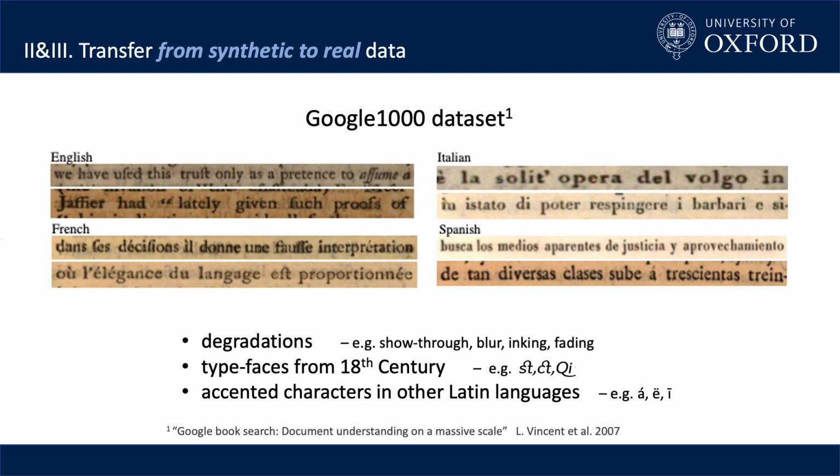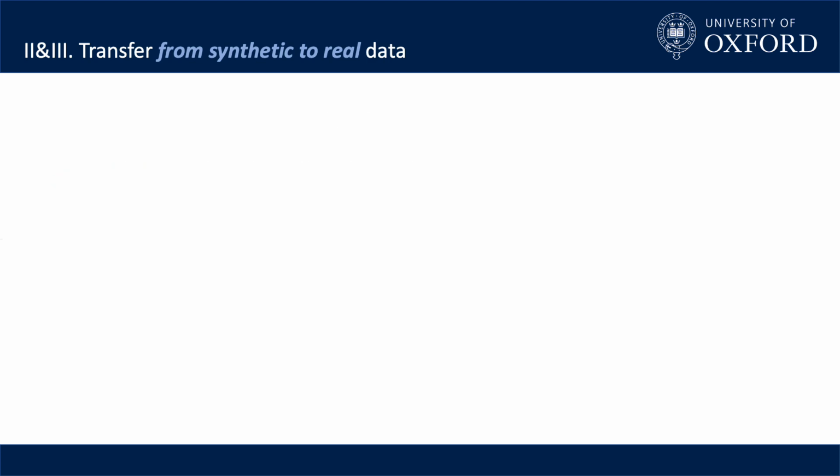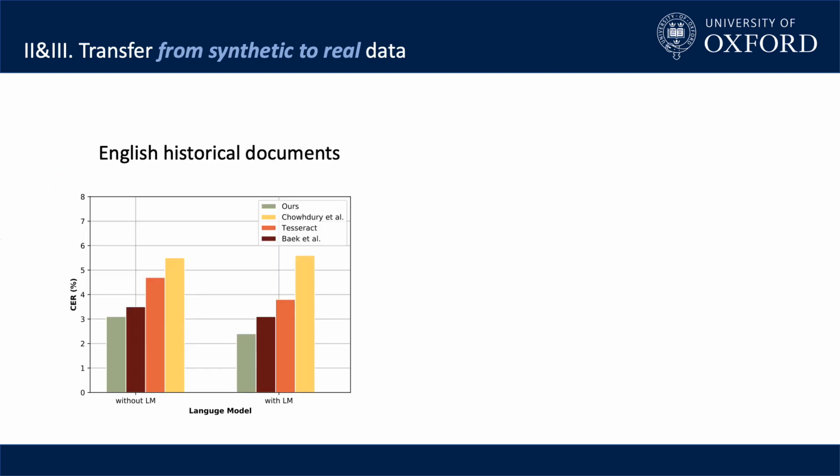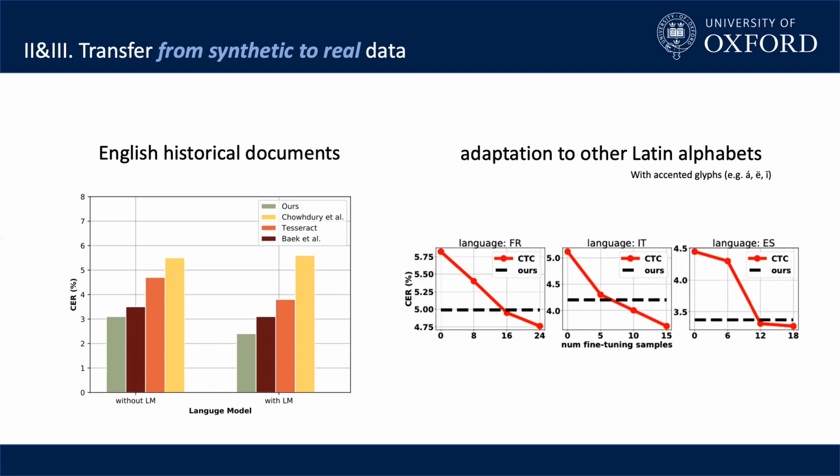Next, we test generalization to real data of models trained only on synthetic data. We consider 2 settings. First, we take models trained on synthetic English images and evaluate them on real English images from the Google 1000 dataset. Second, we go one step further and evaluate on real data from other Latin languages with additional accented characters, also from Google 1000. Further, the real dataset poses significant challenges due to degradations and ancient typefaces, as shown above. Our method outperforms the SOTA method both for English and other novel languages without any fine-tuning.